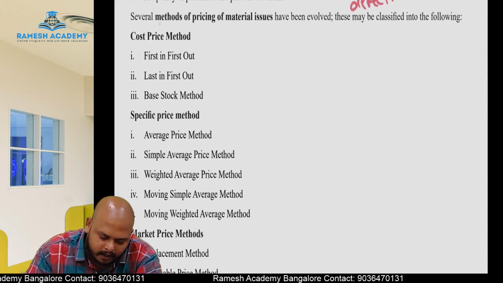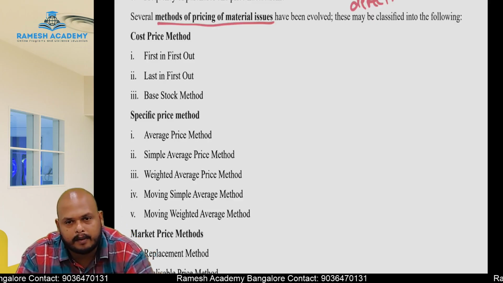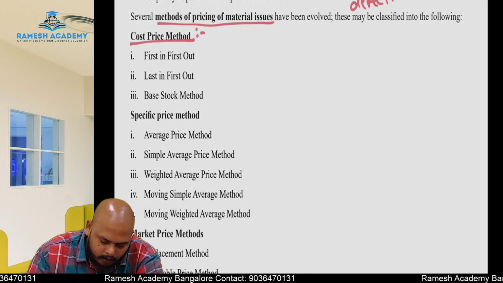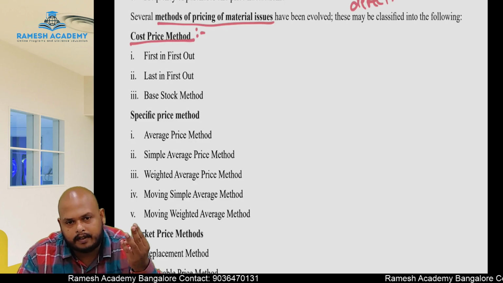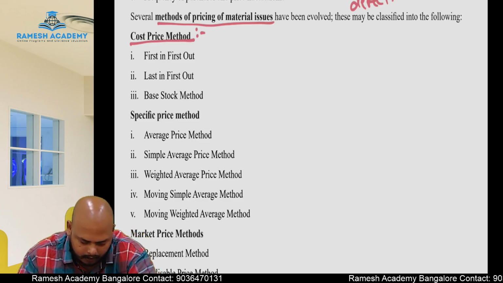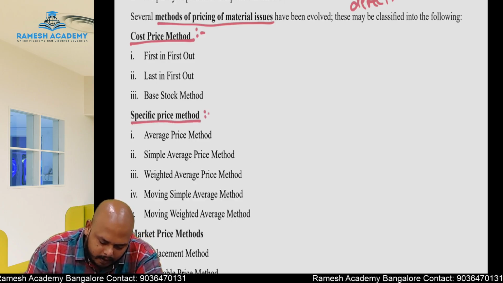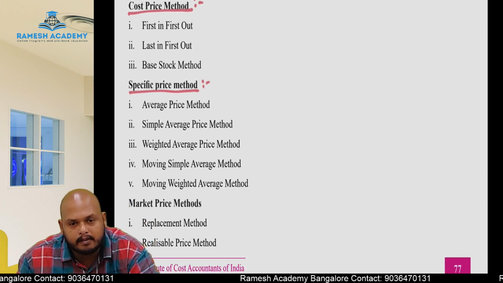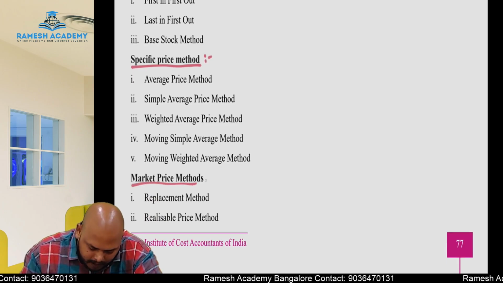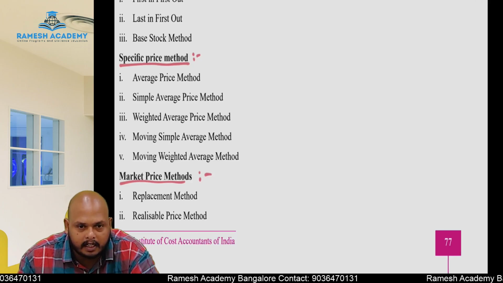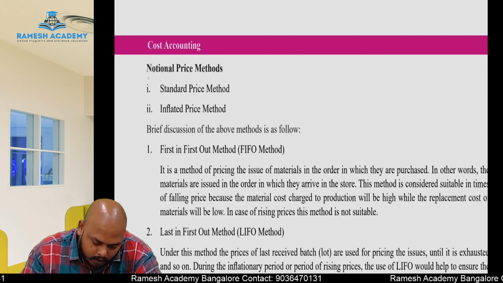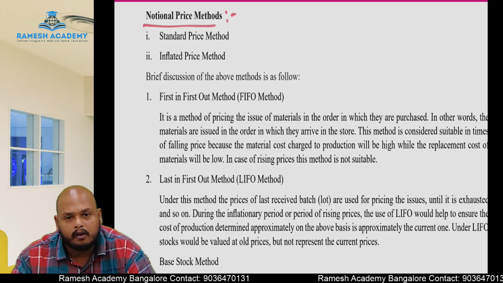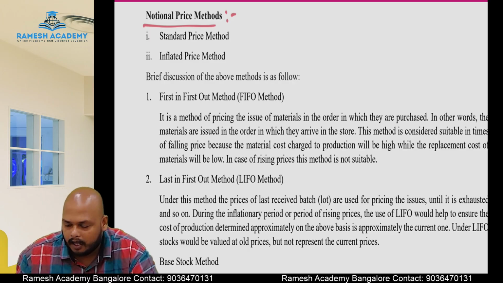Next, there are several methods available for issuing the materials. Under this, one is the cost price method. Under this cost price method, we have 3 methods: first in first out, last in first out, and base stock method. Under the specific price methods, we have average price, simple average price, weighted average price, moving simple average, moving weighted average. Under market price methods, we have 2 methods: replacement price and realizable price. Under notional price methods, we have the standard price method and inflated price method. Okay? Now let us discuss one by one method briefly, and we will solve the questions.